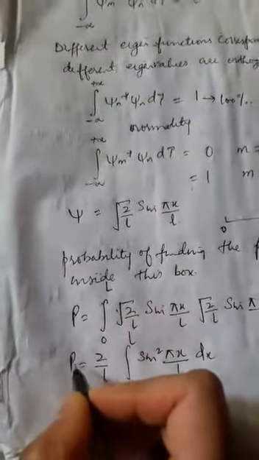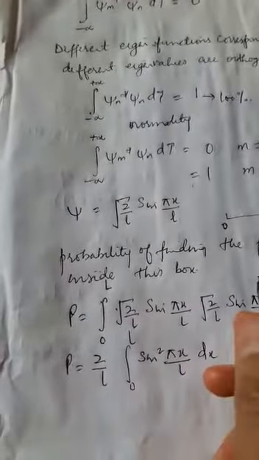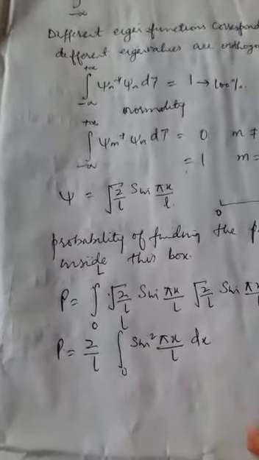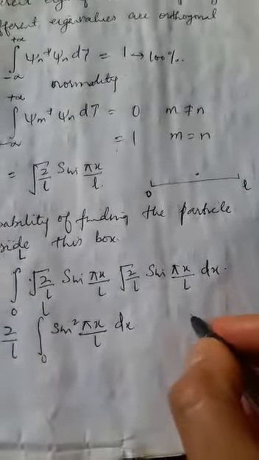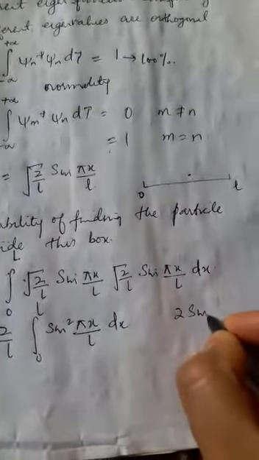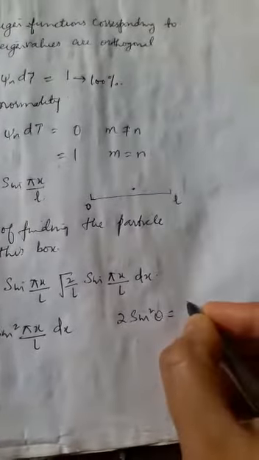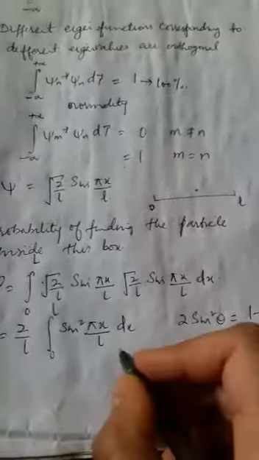Now, of course, I'll write probability on the left hand side. What we are calculating is basically the probability of finding the particle inside this one-dimensional box of length L. Now I hope all of you are aware of this basic trigonometric expression that twice sine square theta is equal to 1 minus cos of 2 theta. So we can conveniently use this expression over here.